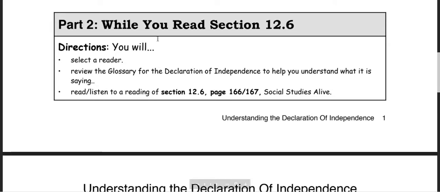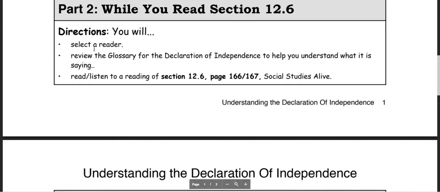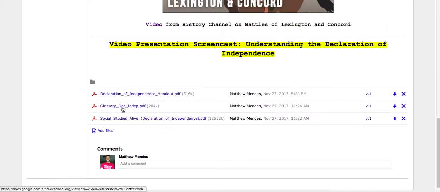Part 2. We're now ready to read the section. No need to select a reader because I'm your reader. Review the glossary for the Declaration of Independence to help you understand what it is saying. So I'm going to look at this glossary in a moment, and I'm going to show you some of the words and where they are. And then you can go back to it all the time in order to help you understand it. And we're going to read or listen, in this case, to a reading of section 12.6, page 166 and 167 in the Social Studies Alive textbook. So to our glossary, this is also on your classroom page, and you should go back and forth to it in order to write down what you think the Declaration is saying in sixth grade words.